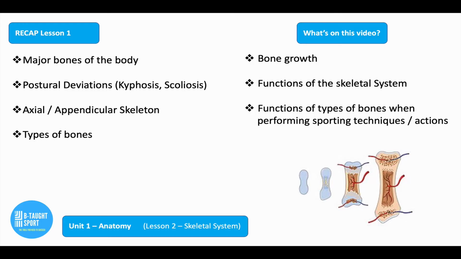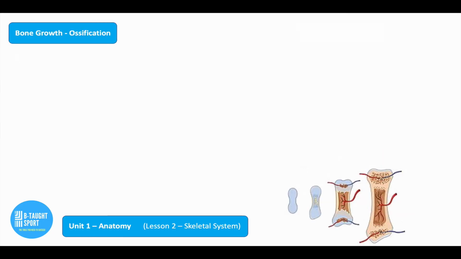As always, you will need a pen and paper and even a highlighter to get you through this lesson. Now, in this video today, we're going to be looking at bone growth, functions of the skeletal system, and then looking at the functions of the types of bones when performing sporting techniques and actions, which will be needed for your exam. And as always, there'll be a few questions at the end of this video to help you with your exam as well. Now, starting with bone growth.